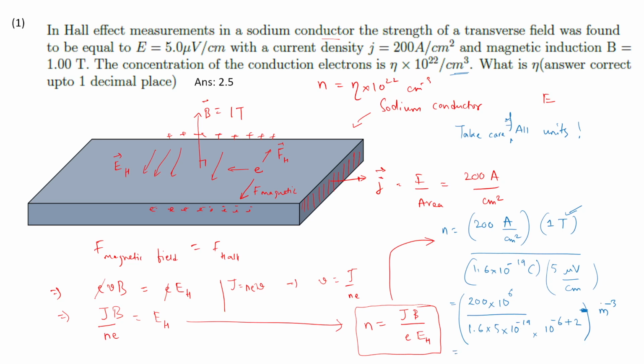You just have to remember that 1 meter cube is equal to 10 to the power 6 centimeter cube. If you use this conversion, you will get the desired result to be 2.5 into 10 to the power 22 per centimeter cube. Just take care of all the units and you will get this answer.